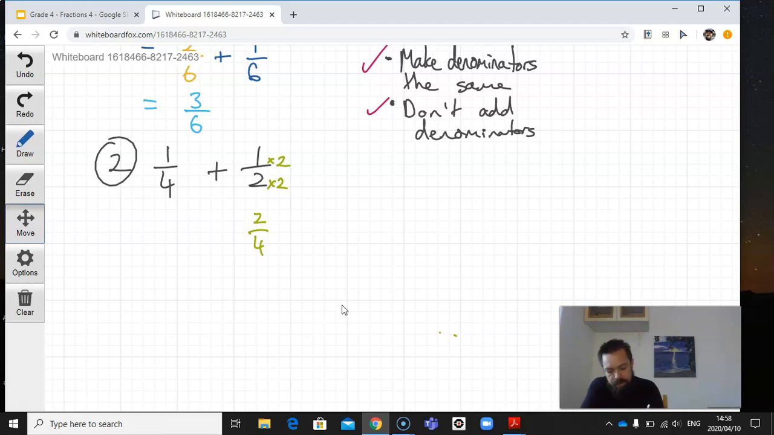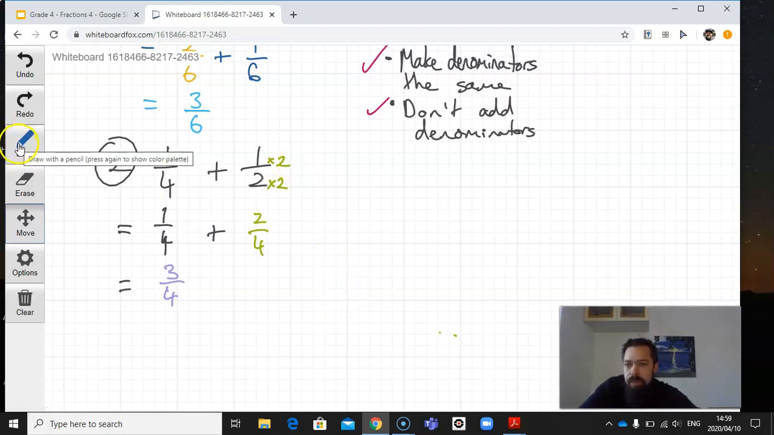The fraction on the left stays the same, 1/4. Now that we've got the denominators being the same, we can add them. Denominator stays 4 because we don't add the denominators. 1 plus 2 is 3. And there's our answer. One more together, and then you will try 2 on your own.